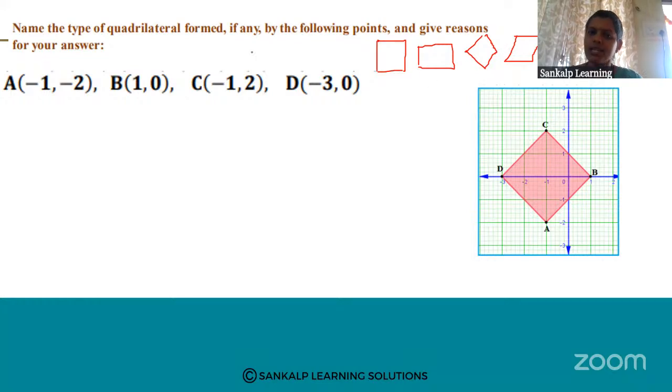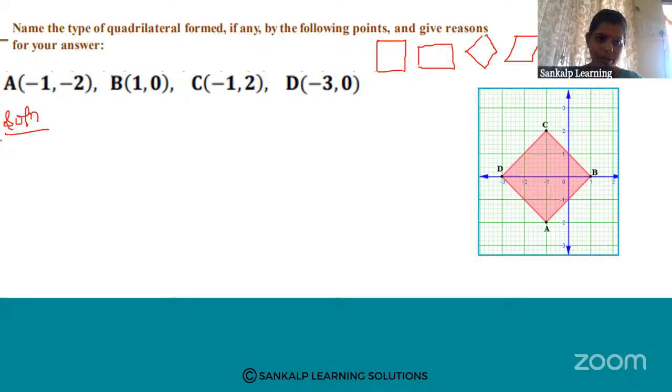So here they have given us 4 coordinates A, B, C, D. We have to find which type of quadrilateral it is, whether it is a rectangle, square, rhombus, trapezium or parallelogram. For that, we need to use the distance formula again. If I plot a graph for these coordinates, I will get such a type of graph.